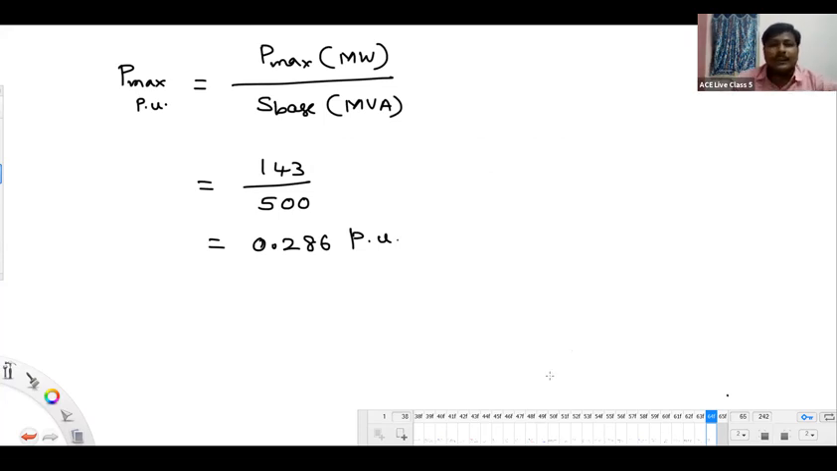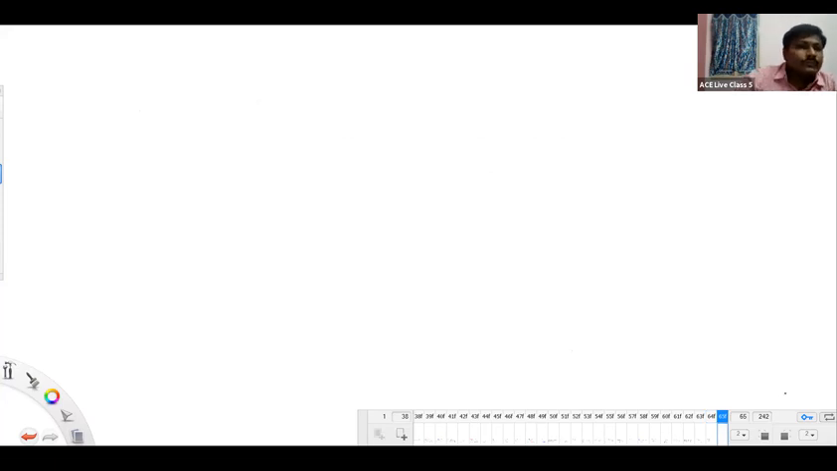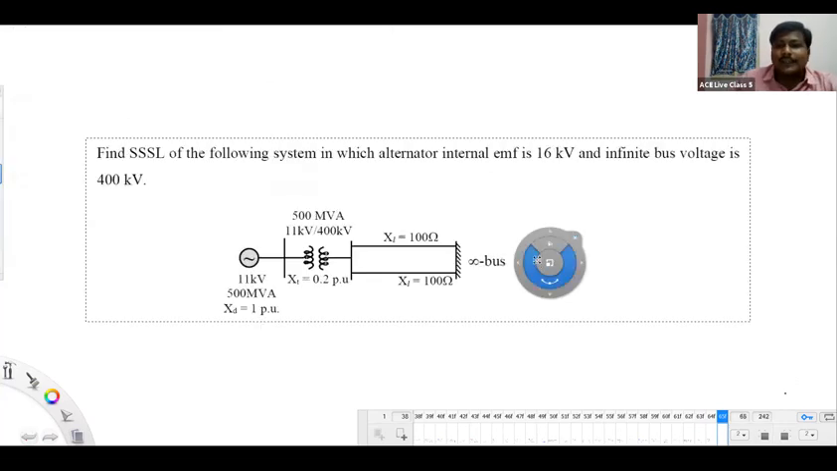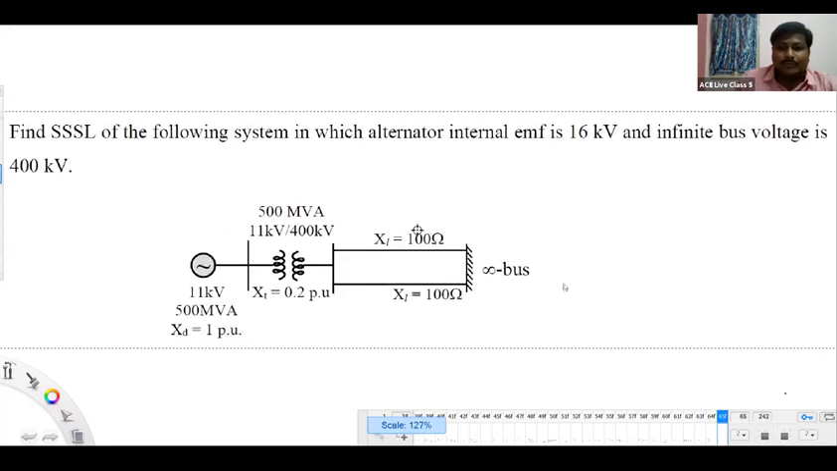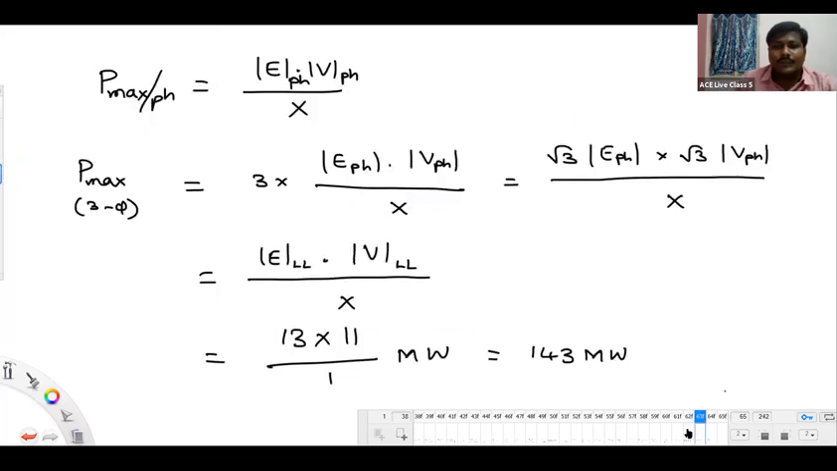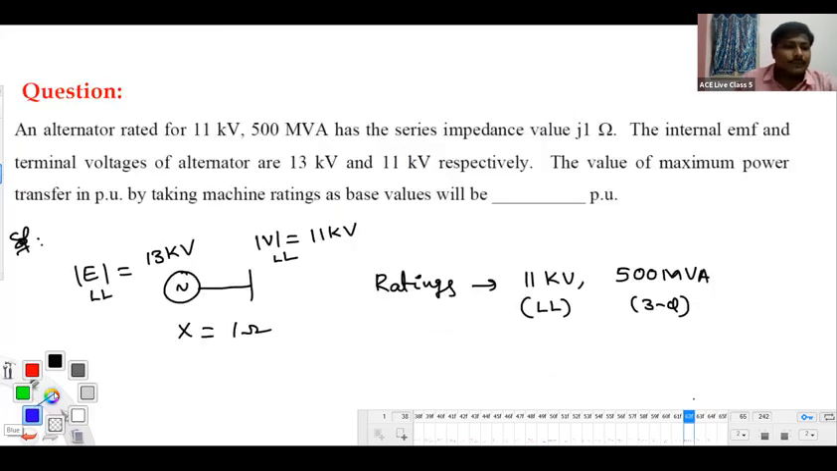Next. Let's take one more simple question based on this maximum power transfer calculation. The previous question we just discussed was asked in ESC prelims, in the objective examination.